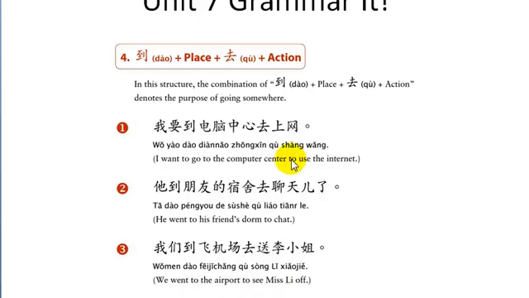Okay, to do something. 到什么地方去做什么东西。到 a place, 去 an action. So don't get stuck on 去 meaning go. It'll drive you crazy. Just remember that 到 place, 去 action just means to go to some place to do some action. And that concludes this grammar video.